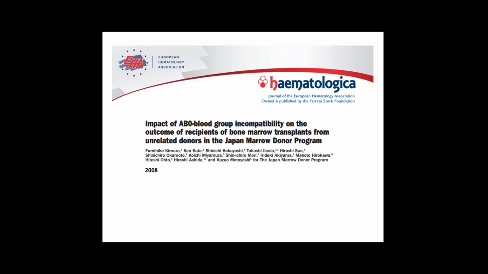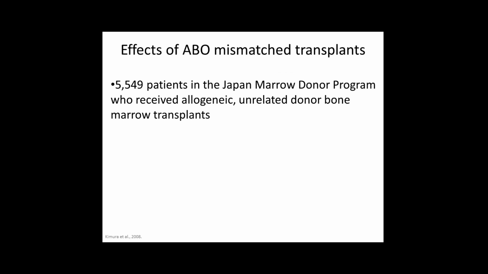Kimura and colleagues in 2008 wrote this very interesting article that compared the different types of ABO mismatched transplants. I wanted to include this paper because it has a very large N. They had 5,549 patients from the Japan Marrow Donor Program who received allogeneic, unrelated donor bone marrow transplants. They noted that the 1-year overall survival was different between each group.